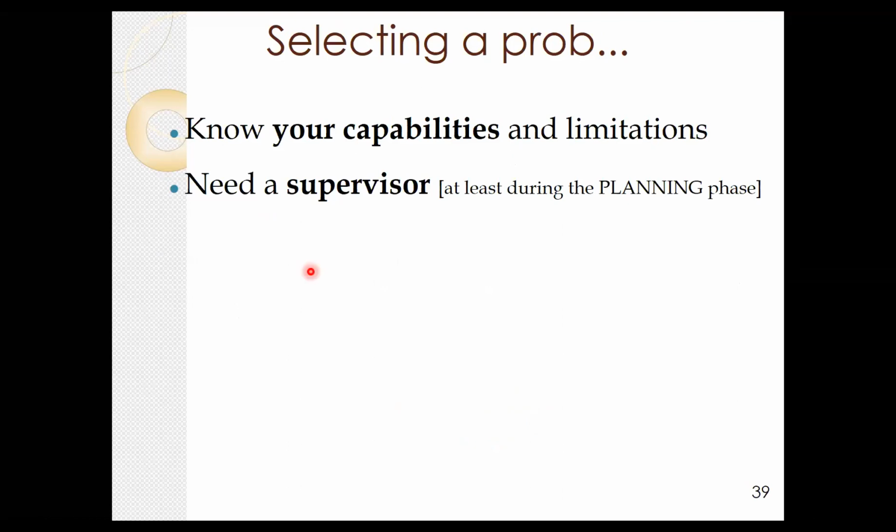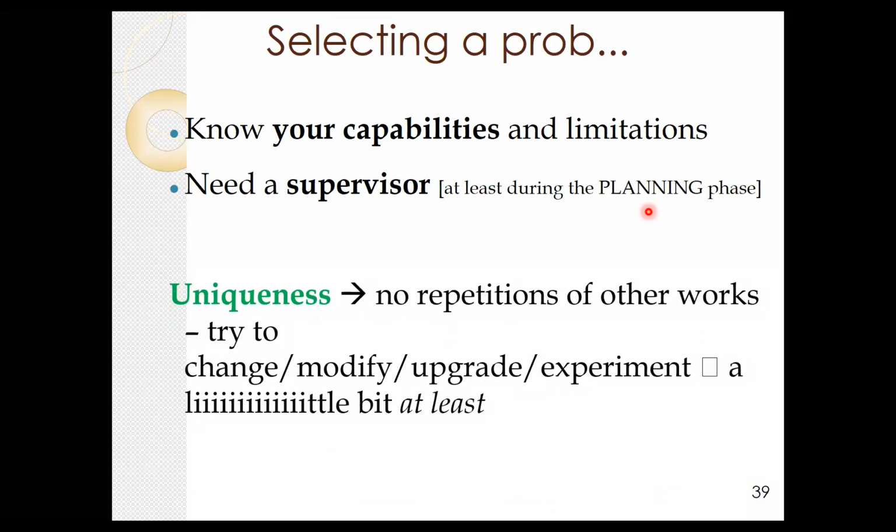When you select a problem, we need to know our capabilities and limitations. For example, if you are not great in mathematics, don't try that domain suddenly. Do something, build the ability, and then try to improve your capacity. Definitely you need a supervisor. I know that sometimes, especially if someone has a very weak CGPA, you do not find a supervisor, but at least find someone in the planning phase so that your time is better spent. It's not like you do something and it's bad. When we do research, try to have some uniqueness, with no repetition of other works. Try to change, modify, upgrade or do different kinds of experiments little by little, at least. Don't just copy and paste another work.